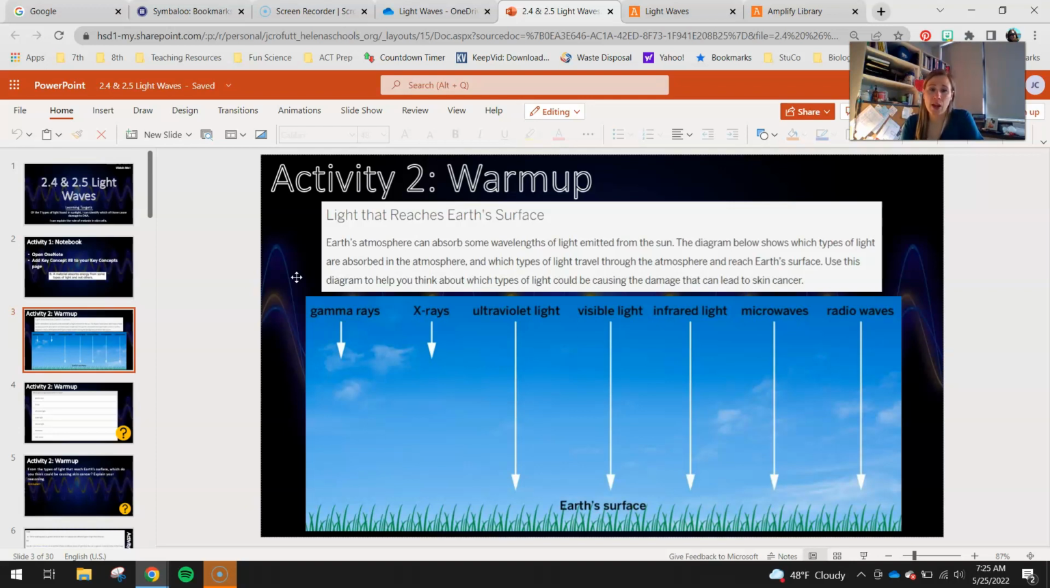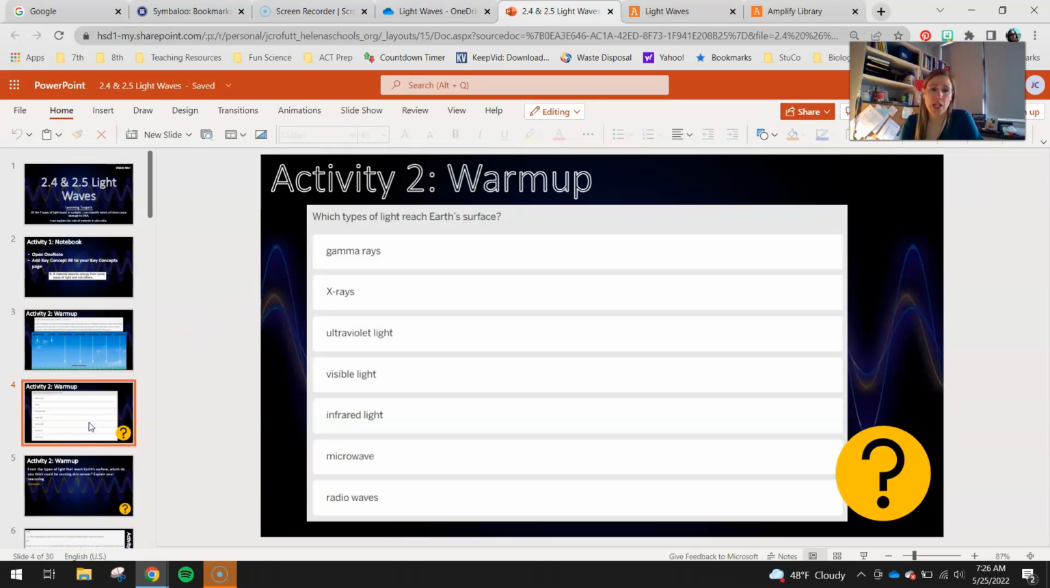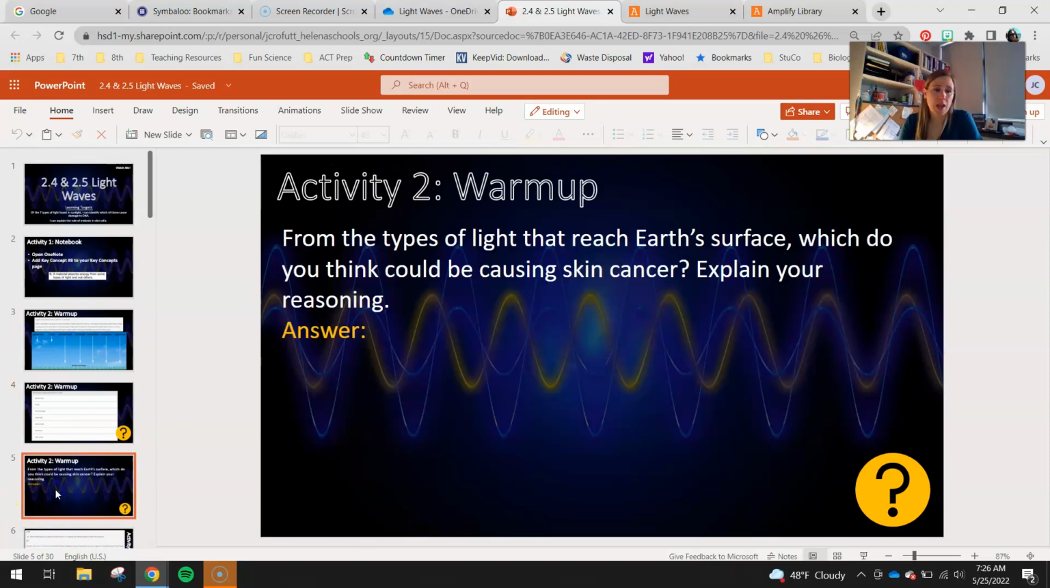Use this diagram to help you think about which types of light could be causing the damage that leads to skin cancer. Okay, so which types of light reach Earth's surface? There's 5, so make sure you circle all 5. And then on slide 5, from the types of light that reach Earth's surface, which do you think could be causing skin cancer? Basically, which of those 5 types of light cause damage to DNA? Explain your reasoning. If you need to, take a second, pause this, complete your activity 1 notebook and your activity 2 warm up. And when you are done with those, come on back and we will do activity 3, which is a little sim modeling combo.